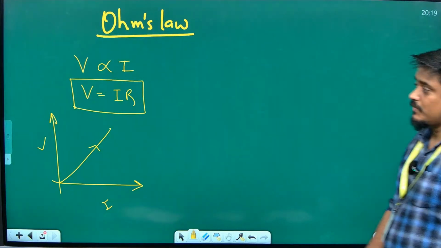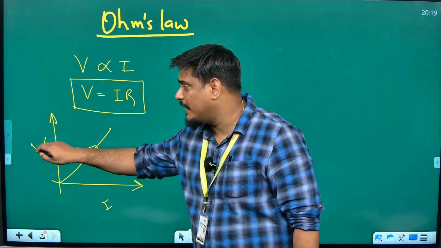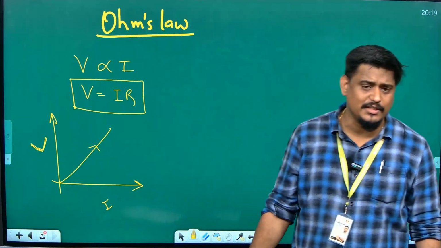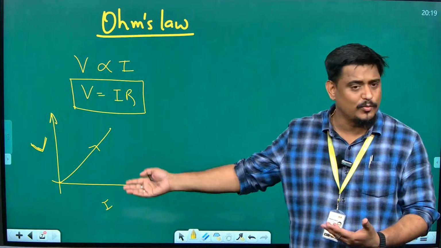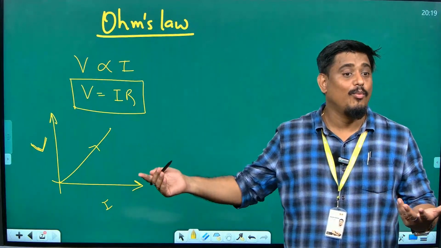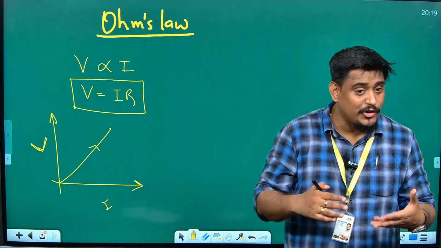So this line is a straight line. But do you think that all the materials that we are using have Ohm's law? Are they following Ohm's law? Most of the materials that we are using actually don't follow Ohm's law.